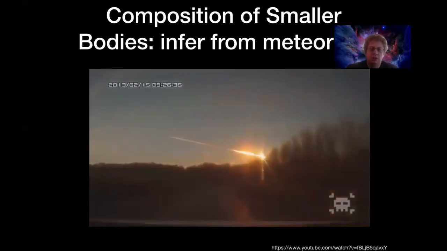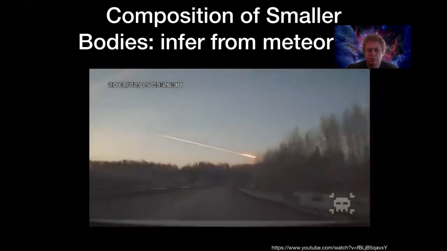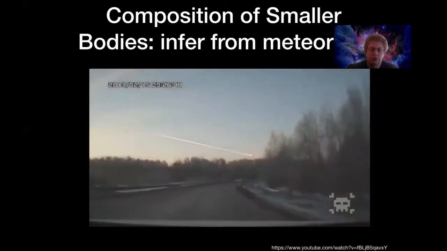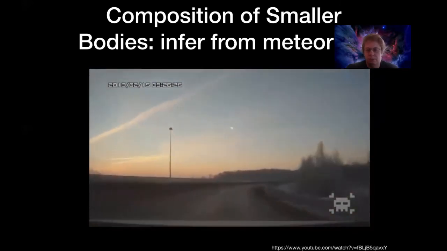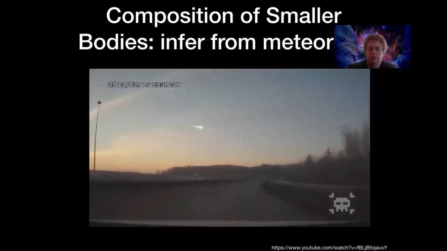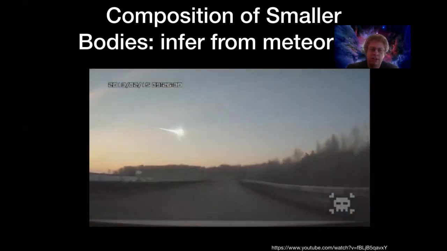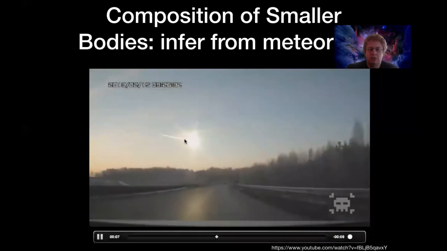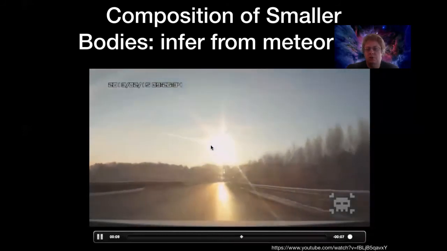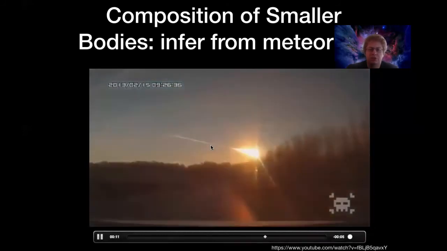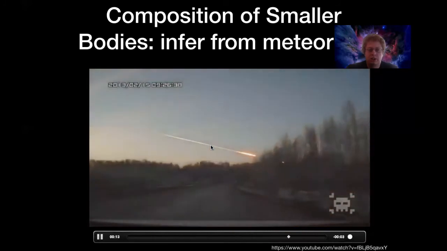Here's a video of a particularly large one hitting in Russia in 2013. This is called the Chelyabinsk bolide. Chelyabinsk is a city in Russia. And you can see it coming in here, burning up, and eventually overheating and exploding, causing a shockwave that broke windows in that town.